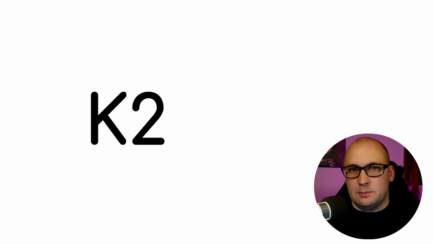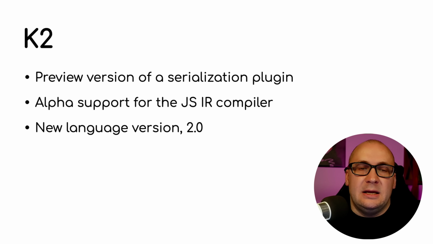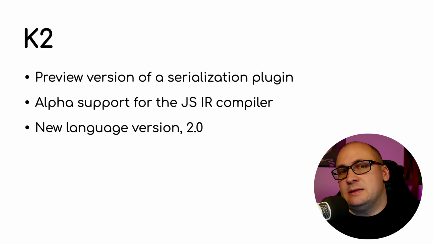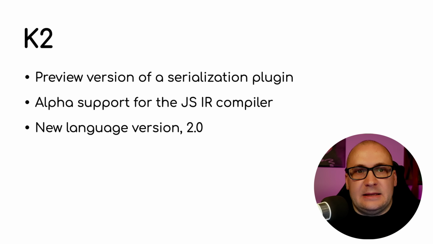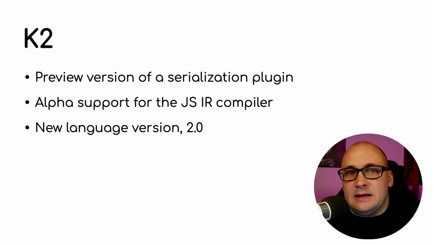We continue stabilizing the K2 compiler and it's still in alpha status. In this release, the K2 compiler includes a few updates. Now it comes with the preview version of the serialization plugin. It provides alpha support for JavaScript IR compiler, and we also introduced the new language version 2.0 that you can use in your build script to enable the new compiler.